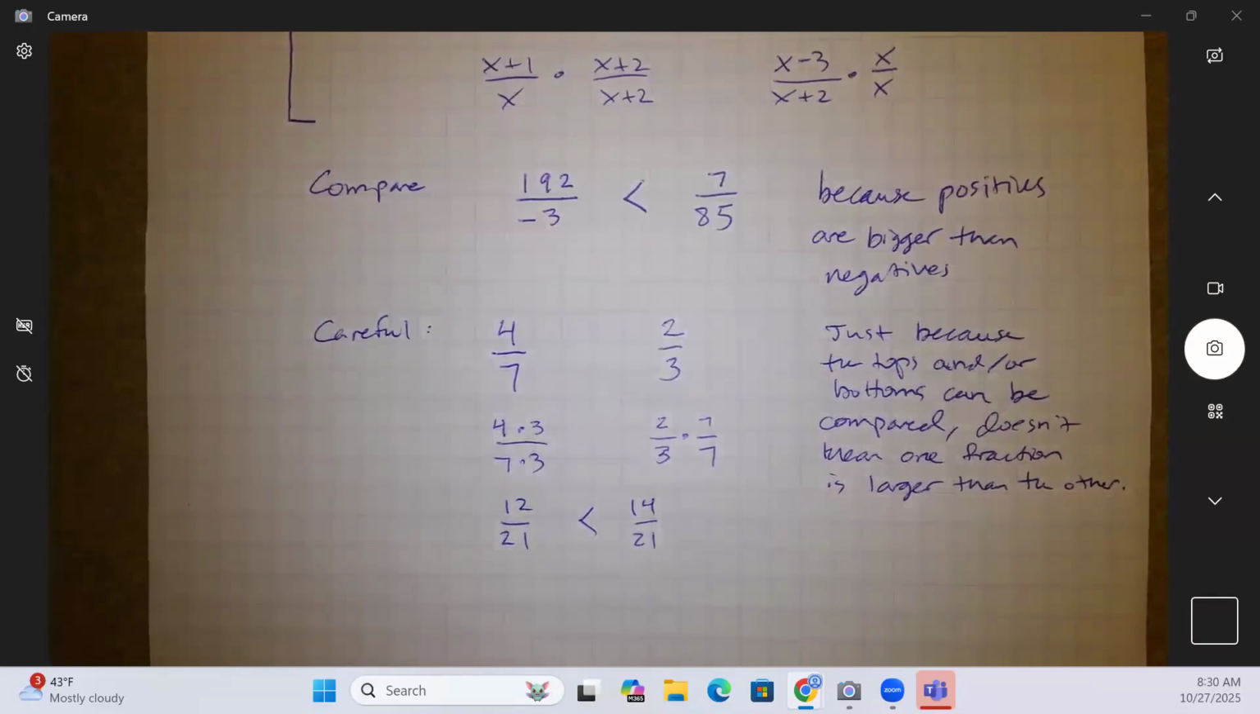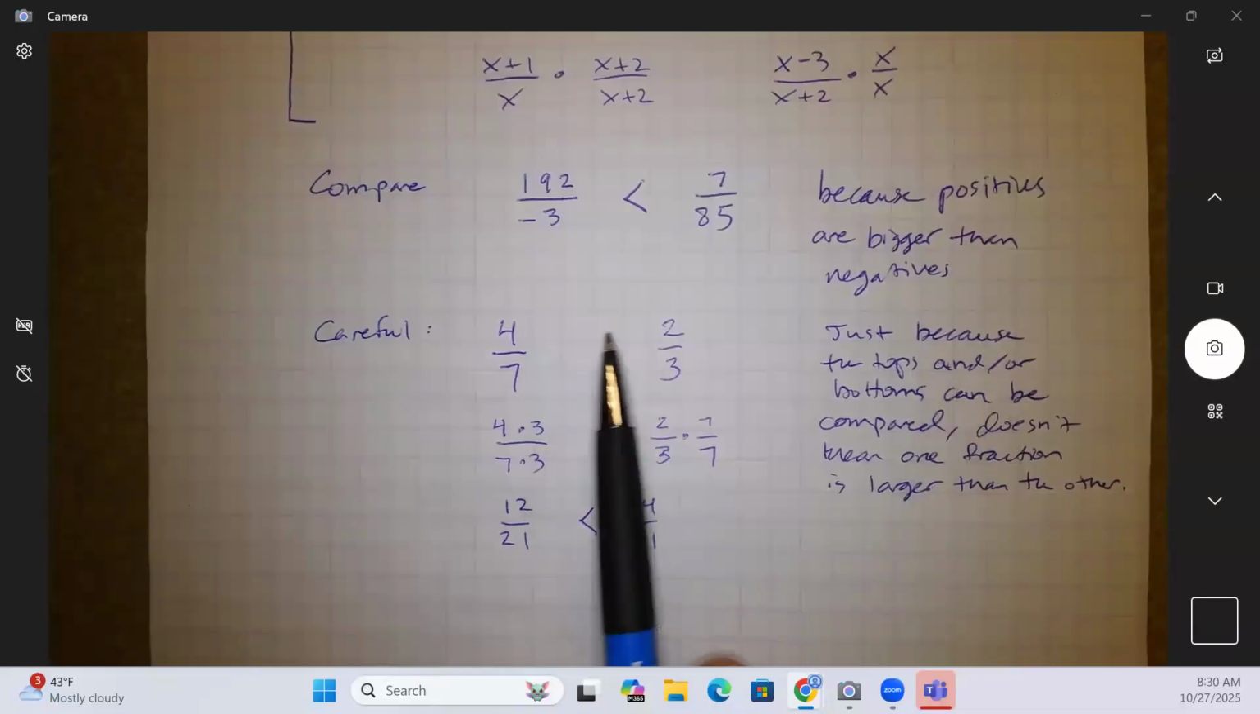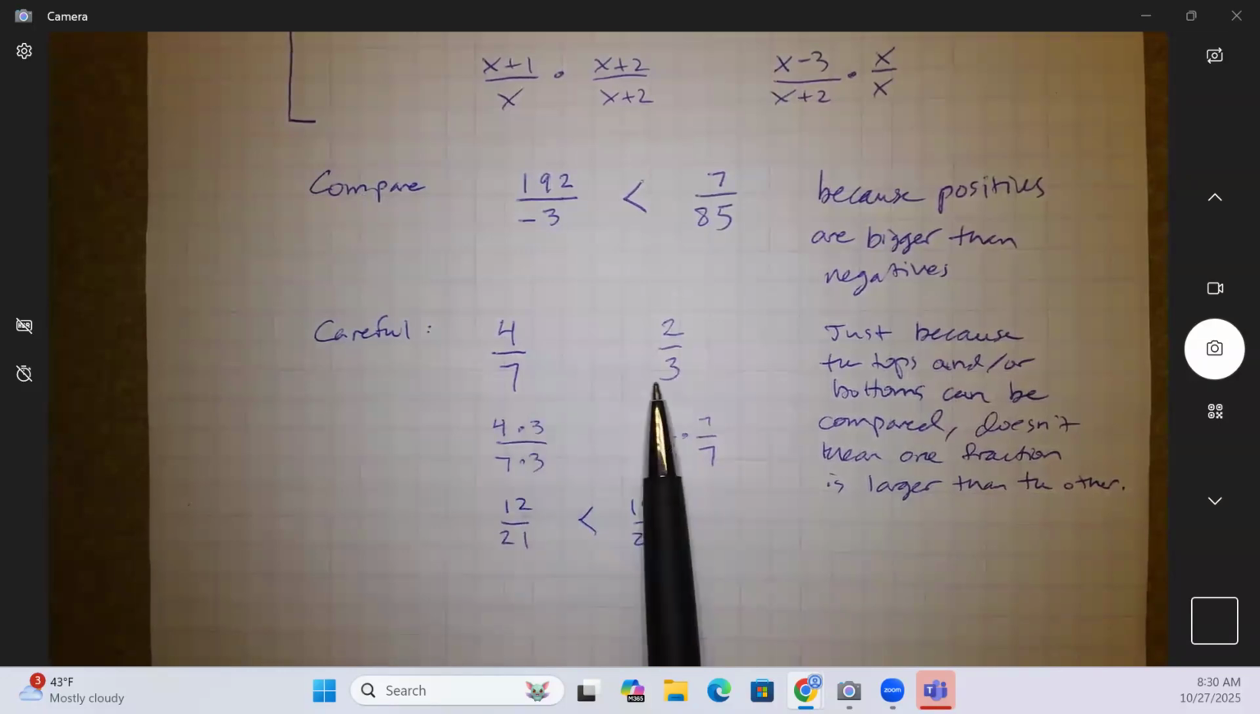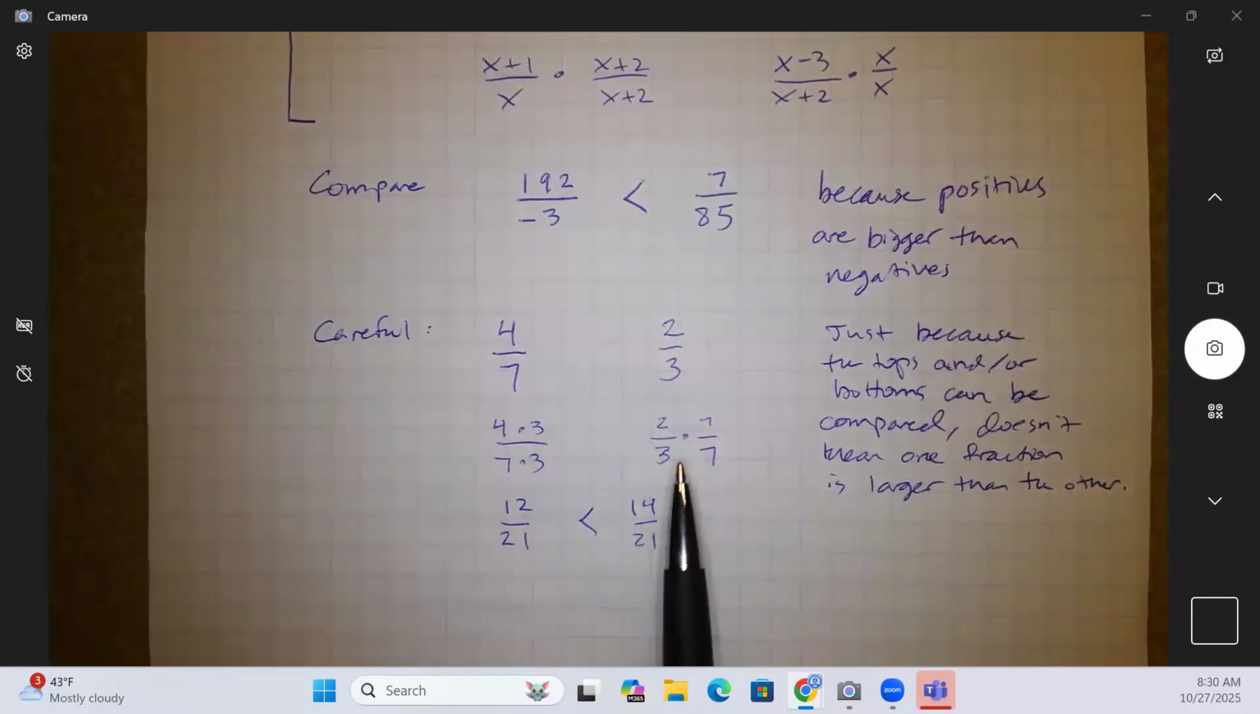And on the other hand, 5/7 is actually bigger than 2/3. So when you compare fractions, you cannot look at, oh, both of these are bigger or both of these are smaller. You'll only compare them when they have the same denominator.